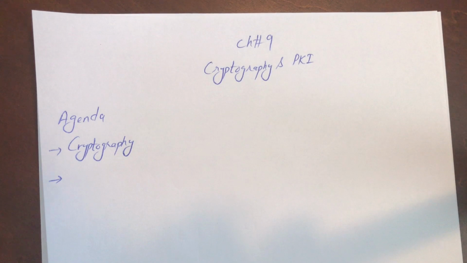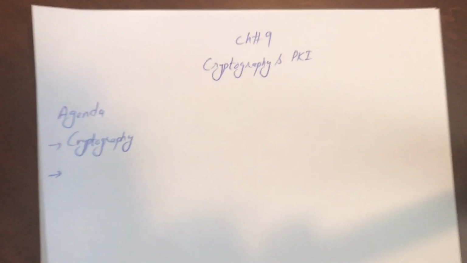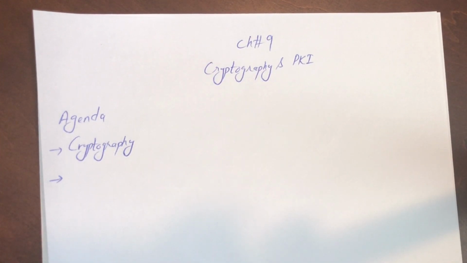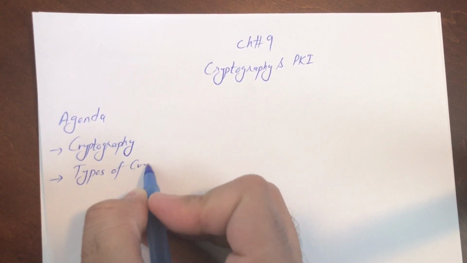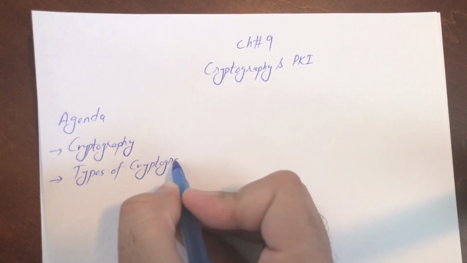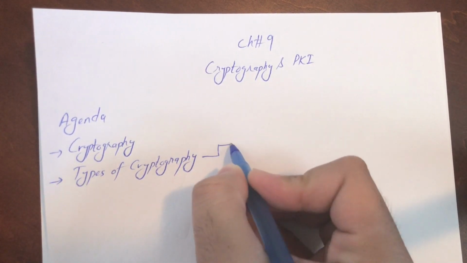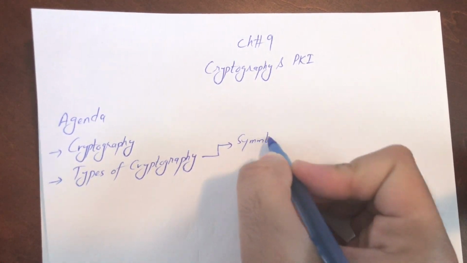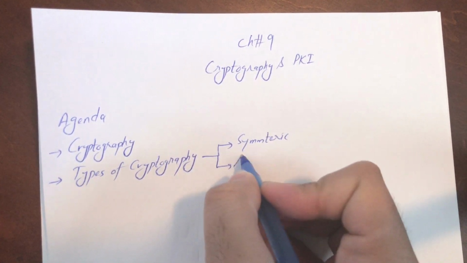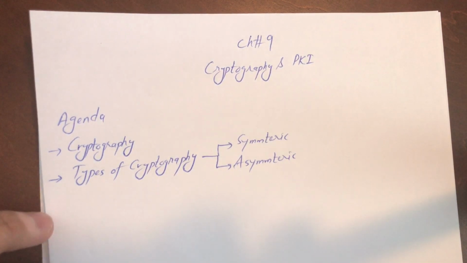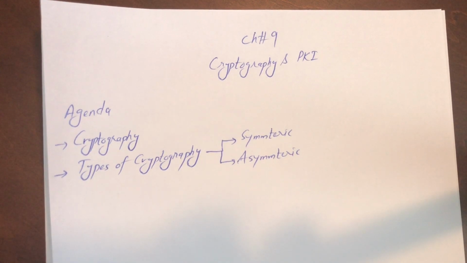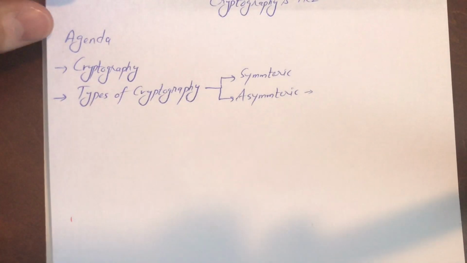I'll establish a question, a need of cryptography, and then we will talk about the types of cryptography, and specifically we're going to talk about two types: symmetric and asymmetric. So please remember one thing: symmetric is known as private key cryptography, and asymmetric is also known as public key cryptography.